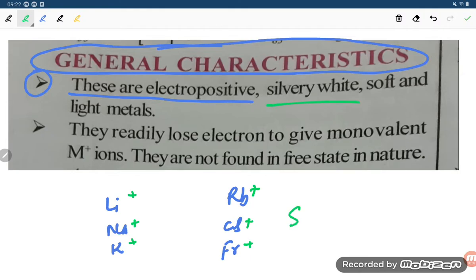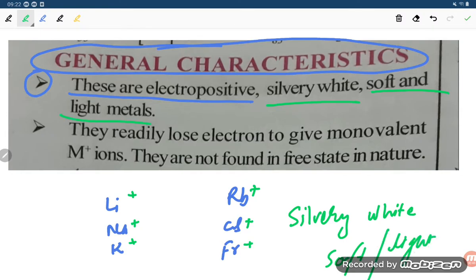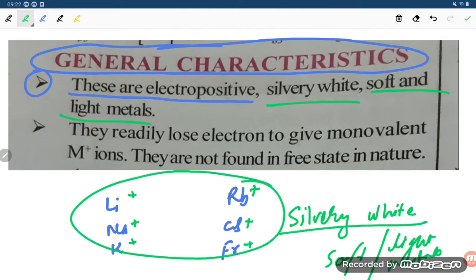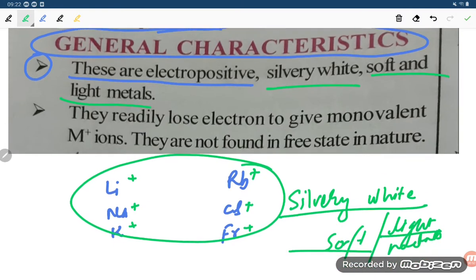They are all silvery white metals, and they are also soft. They are soft and light metals. So keep in mind, they are electropositive, silvery white, soft and light metals.